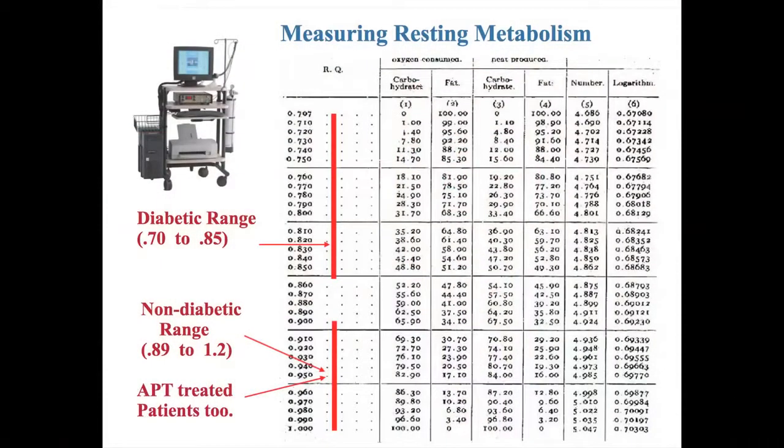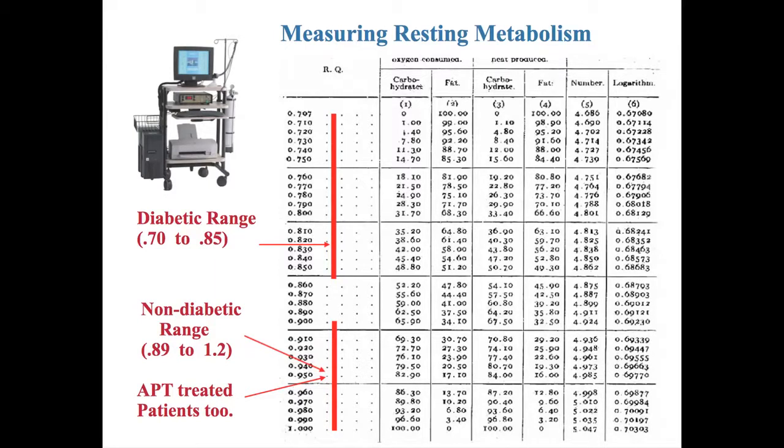And we can restore proper carbohydrate and lipid metabolism. But now I'm going to prove that to you because that's a big thing to say. Now in this first slide, you see measuring resting metabolism. There are two areas in red. The first one shows the normal diabetic range of metabolism, 0.7 to 0.85.